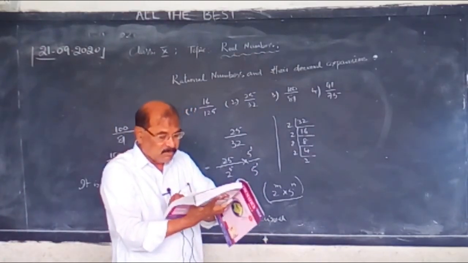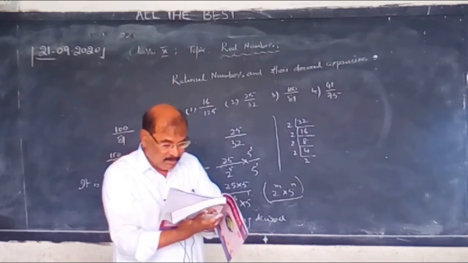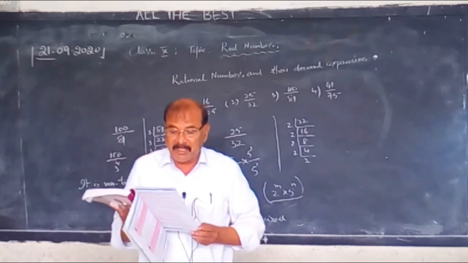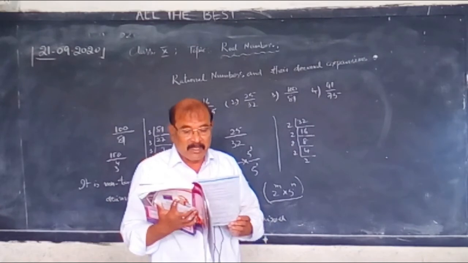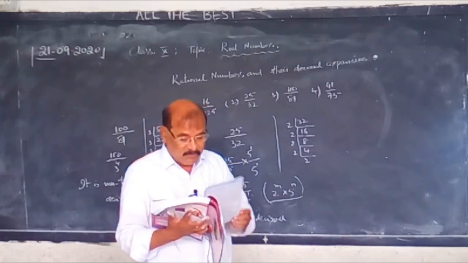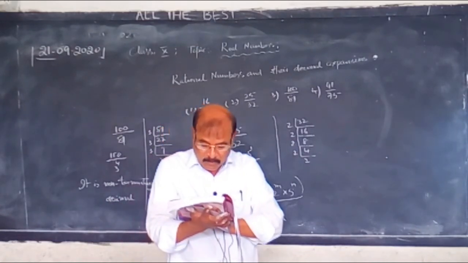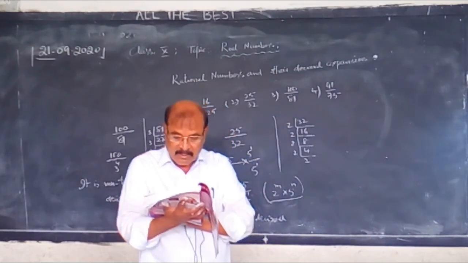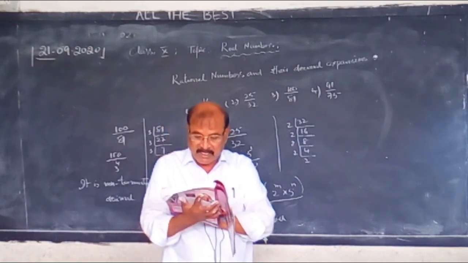I think you will be able to find out without actual division whether it is a terminating decimal or non-terminating decimal. In the same page 13, exercise number 1.3 is there. You all can do it. Please do the homework problems. If you are unable to get it, send a message. I shall explain again. Thank you.